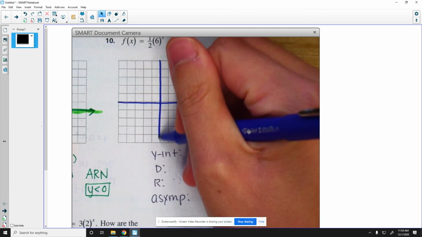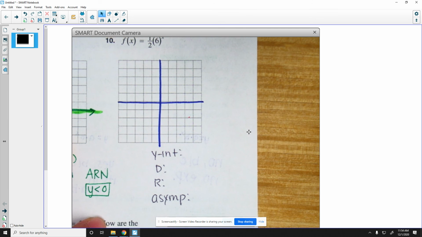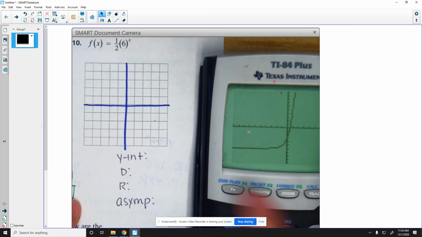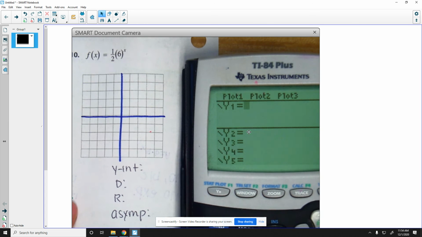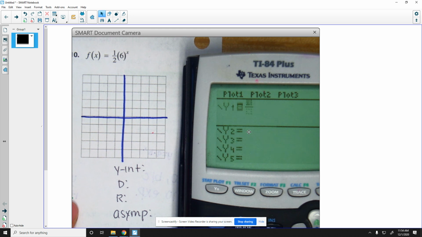So remember, for graphing it, the easiest thing to do is just put it in your calculator, okay? There is a way that you can do it by hand, but you're going to learn that when you get to pre-calculus. It's just way too complicated for you to do it by hand right now, okay? So 1/2, parentheses, 6 to the x power. So type it in exactly as you see it with parentheses and everything.